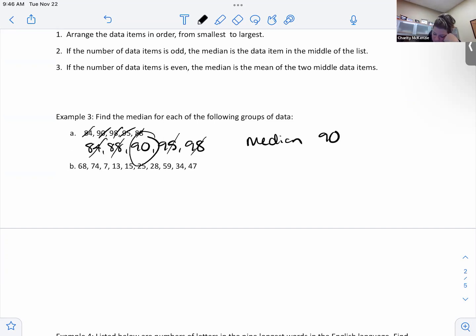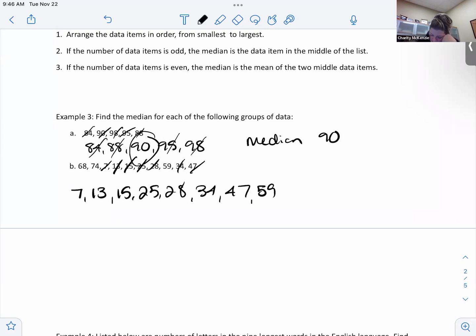Okay, so the next one, let's put these in order. The lowest was 7, then 13, then 15, and then 25, then 28, 34. I don't even know what these would represent. 47, 59, 68, and 74. Okay, got them all? Perfect.